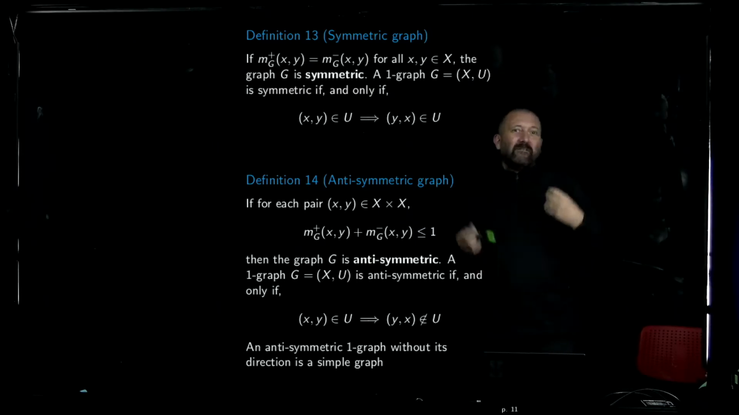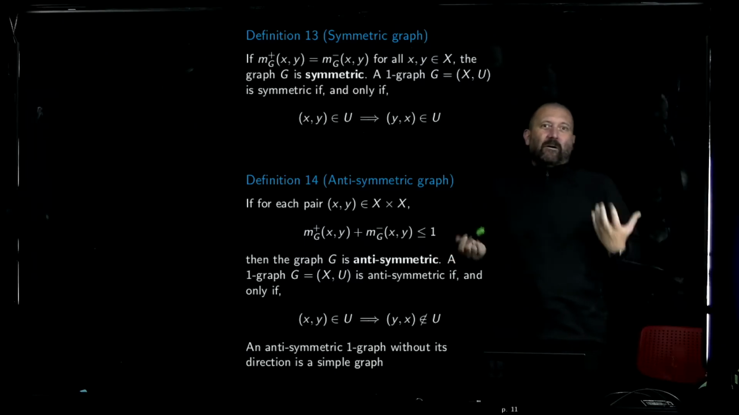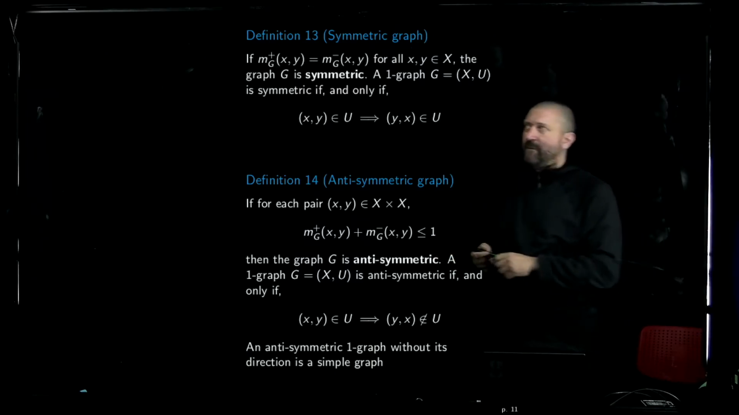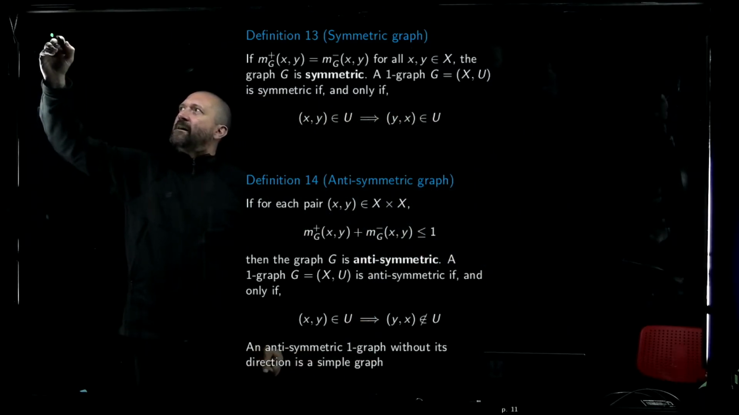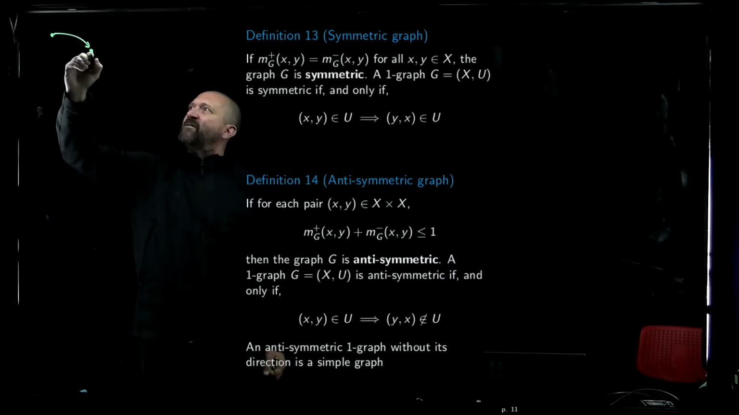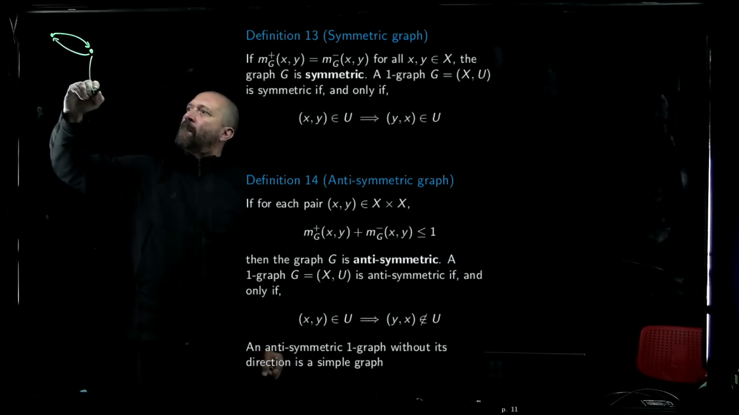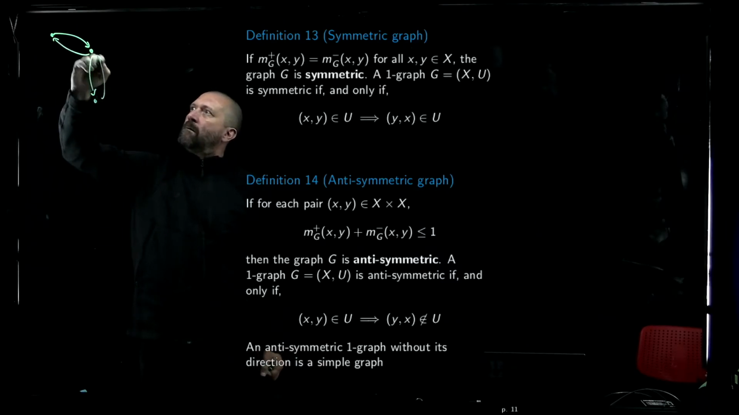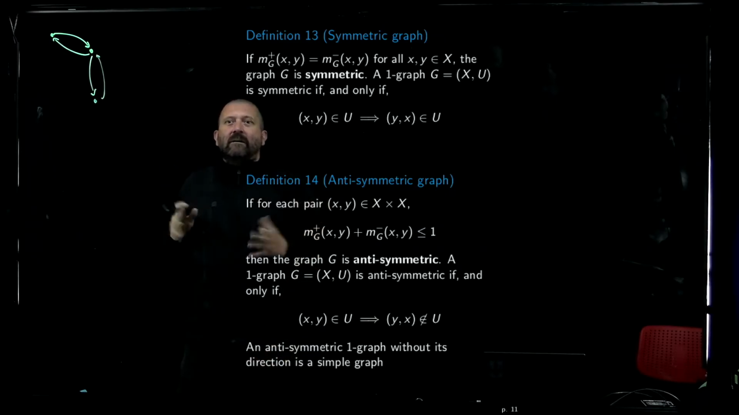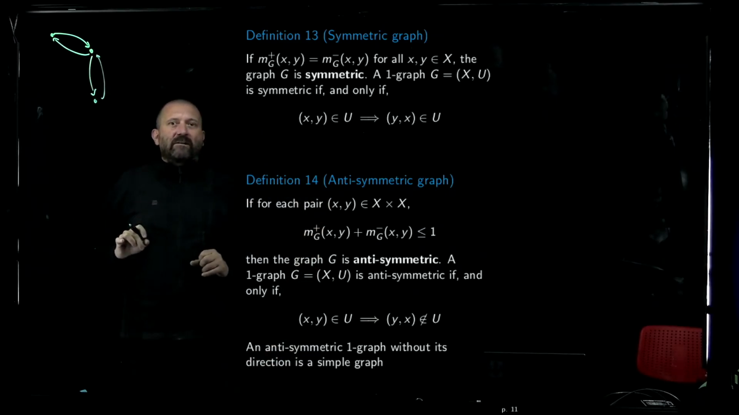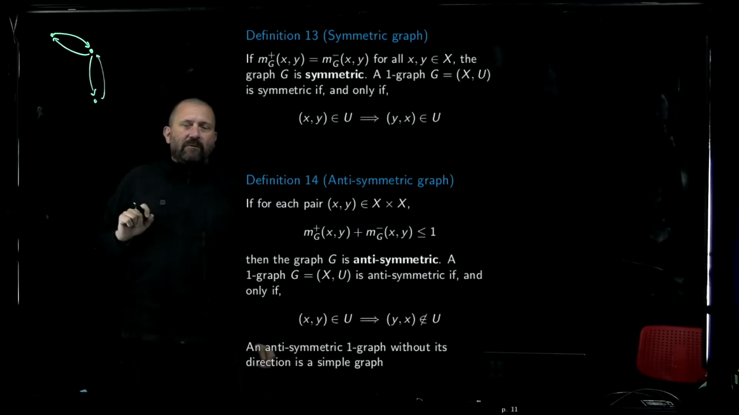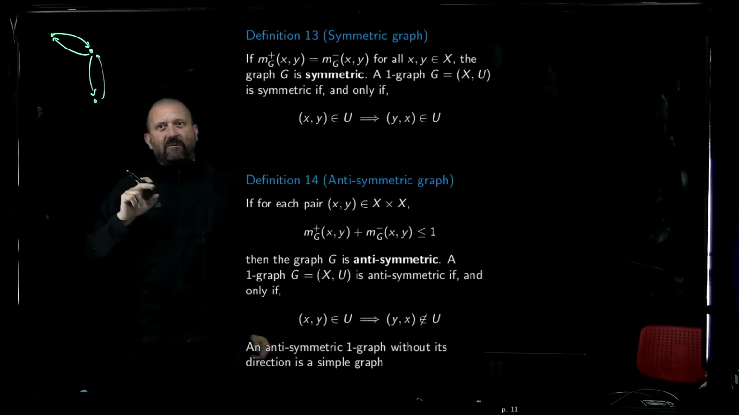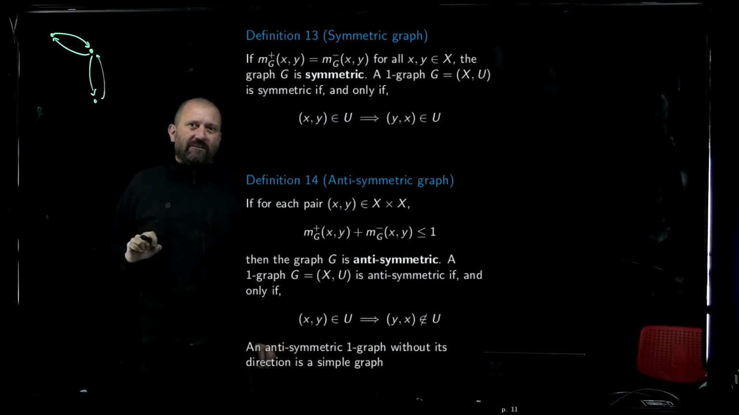The simplest symmetric graph to look at is when you're looking at a one graph. Okay, so if I've only got one arrow in each direction, then we say the graph is symmetric if whenever I have an arrow in one direction, this is what this is saying here, if I have an arrow in one direction between x and y, then I have an arrow in the other direction.